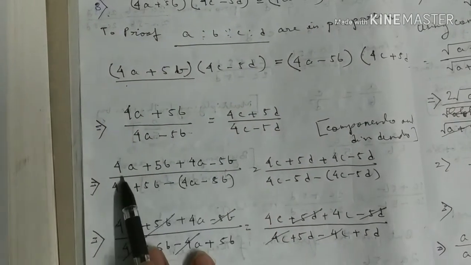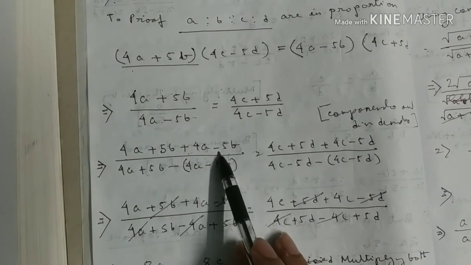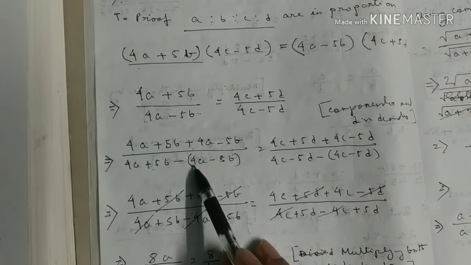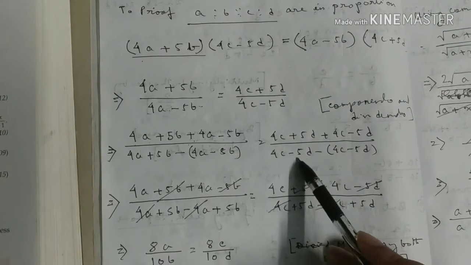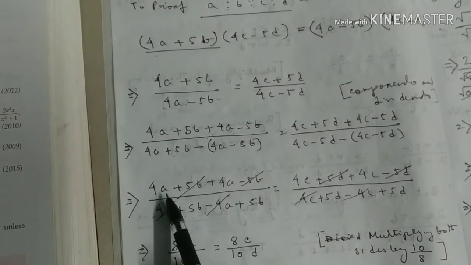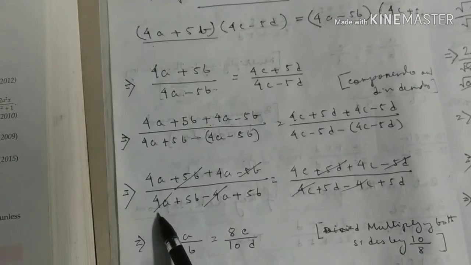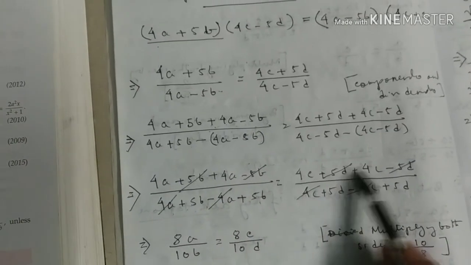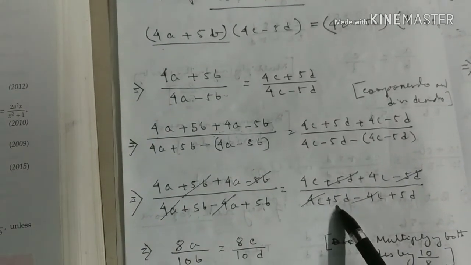By applying componendo and dividendo, I applied componendo: the numerator is added with the denominator, 4a plus 5b plus 4a minus 5b, and 4a plus 5b minus (4a minus 5b). And this side is equal to 4c plus 5d plus 4c minus 5d, and 4c plus 5d minus (4c minus 5d). Signs change here, and 5b is cancelled. We are left with 4a plus 4a, and in the denominator the 4a and minus 4a cancel, leaving 5b plus 5b. Similar thing happens here also: 4c plus 4c on this side, and the denominator is 5d plus 5d.